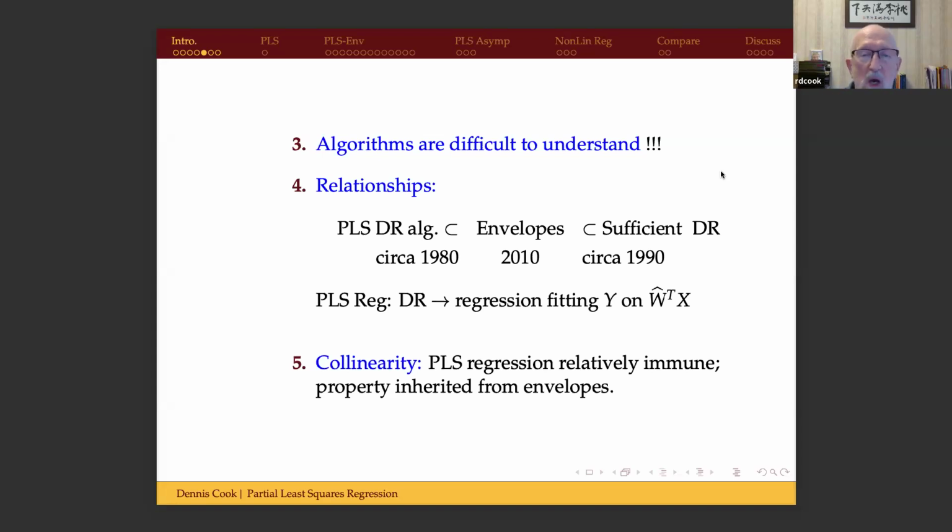Once we have an estimate of W, which is the thing that partial least squares is producing, we simply do regression fitting of Y on the reduced predictors W hat transpose X. Collinearity: PLS is relatively immune to collinearity, a property that's inherited directly from envelopes.